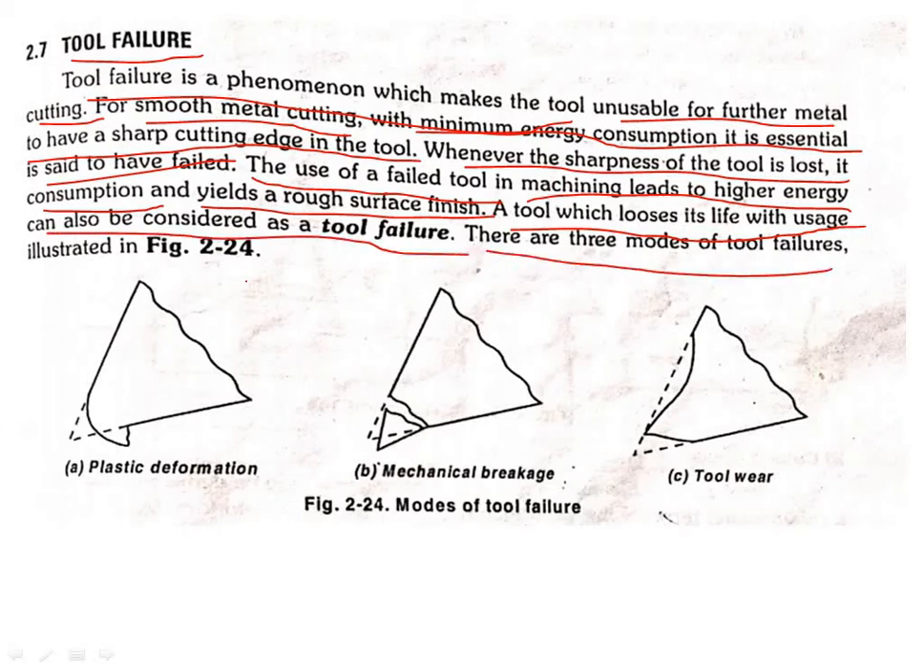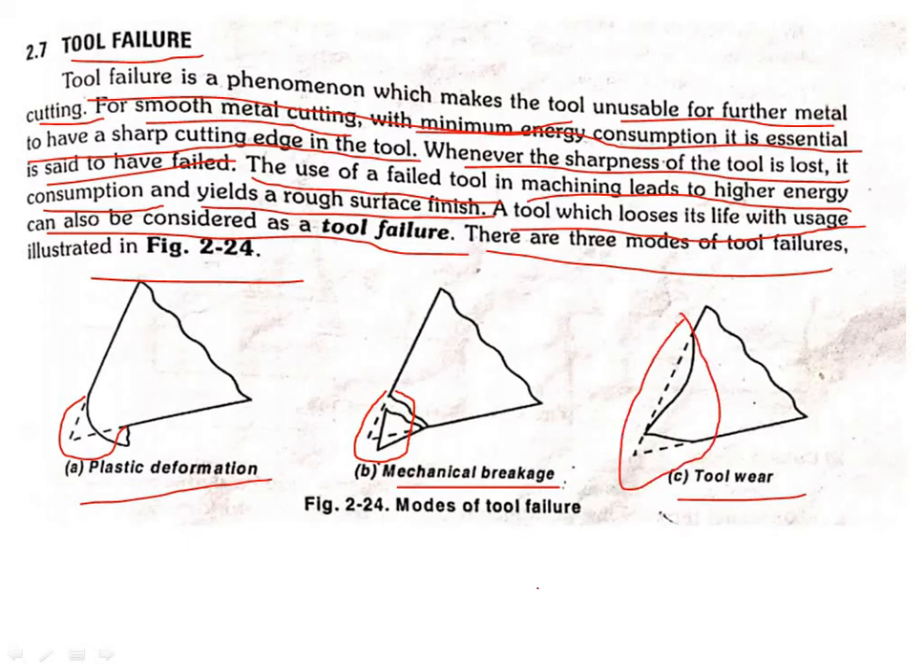There are three modes of tool failure we have shown here: plastic deformation, mechanical breakage and tool wear. The plastic deformation is indicated here with a dotted line. You all can see the dotted line, that is plastic deformation, and mechanical breakage it shows with the dotted line here, and tool wear shows the dotted line here.